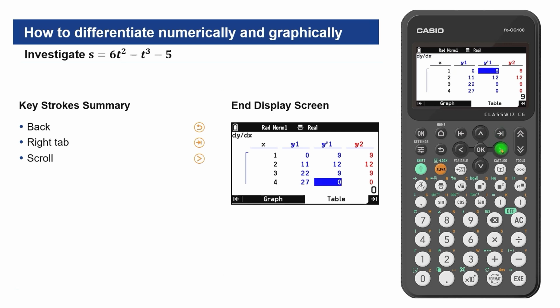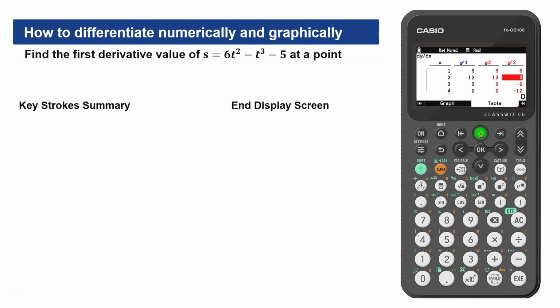Scrolling identifies the 0 value for y1 dash at x equals 4. Notice the same values populate the y2 column, as it is also the derivative function. Scroll again to identify the root of the second derivative at x equals 2 for the inflection point. As well as graphical analysis, the handset is capable of numerical differentiation calculations.